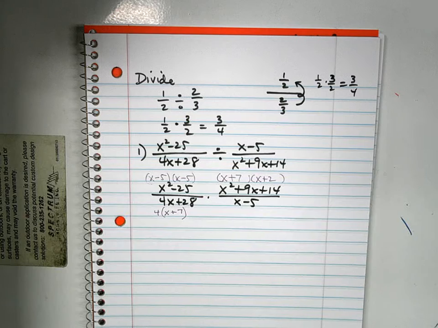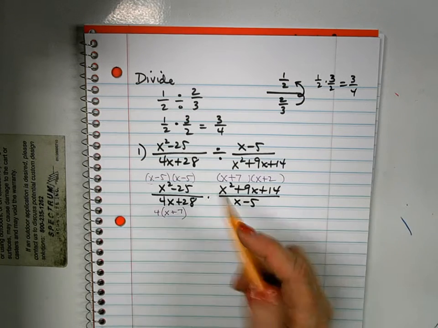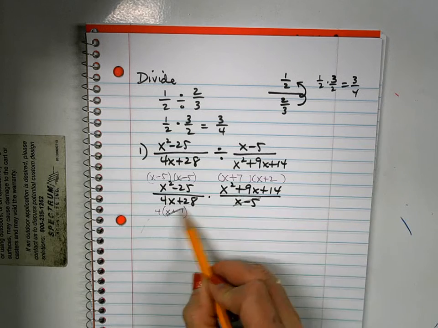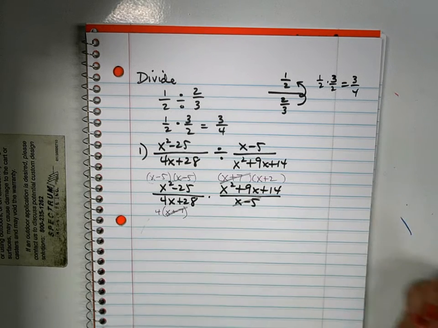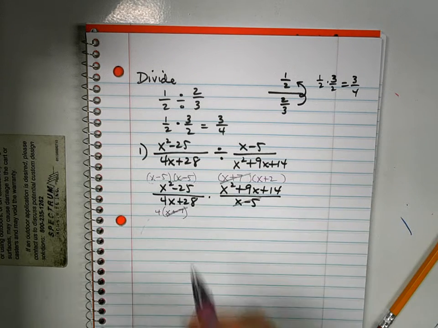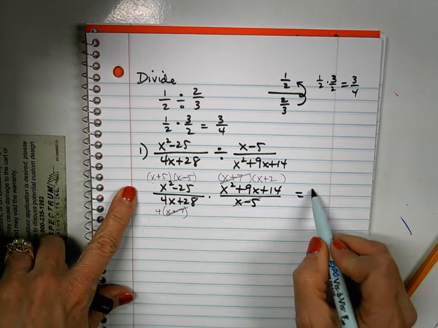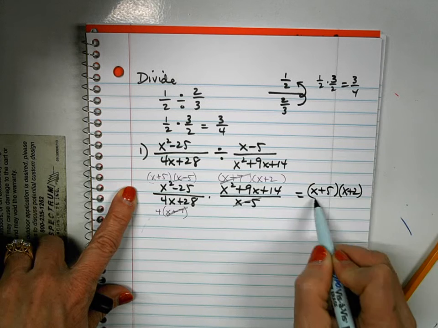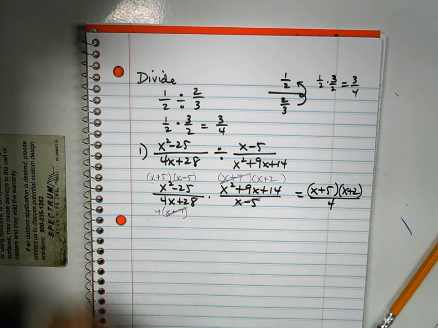All right, looking for common factors here. I see an x minus 5 that I can cancel. I see an x plus 7 that I can cancel. Whoops, I did this wrong, didn't I? It's supposed to be x plus 5, x minus 5, right? And that's it. Can't reduce anything else, so I'm going to leave this answer as x plus 5 times the quantity of x plus 2 all over 4. Is that right? We good?